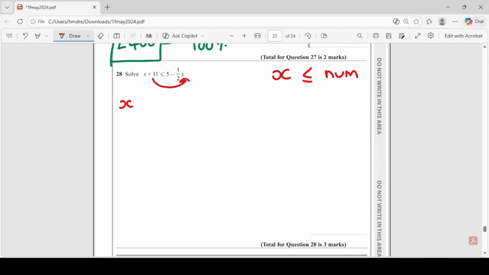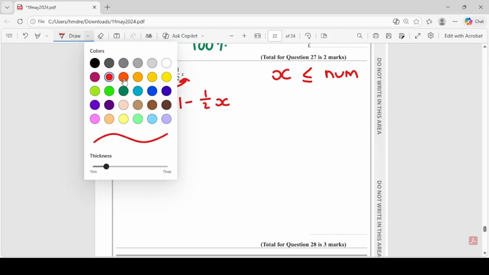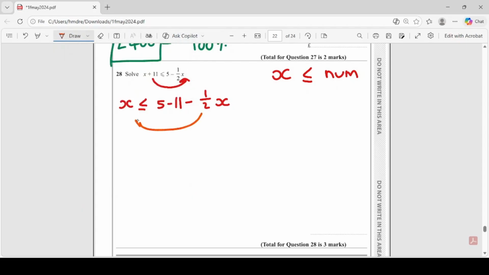I'm going to take that plus 11 across. So when I take it across, it's going to be minus 11. Let's just do that for now. So 5 minus 11 minus half x. Then next, I'm going to take that negative half x across. So it's going to be plus half x. So it's going to be x plus a half x is less than 5 take away 11 is negative 6. So if we simplify this side, this is going to be 1.5x is less than or equal to negative 6.